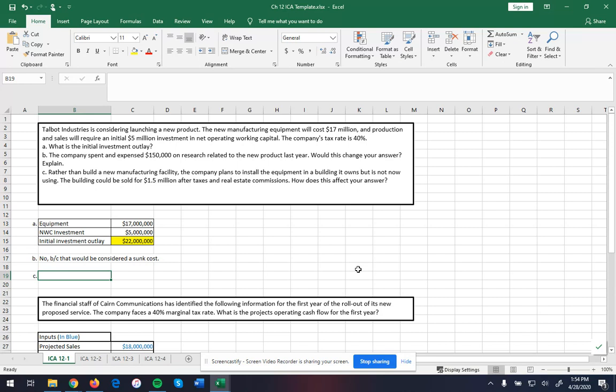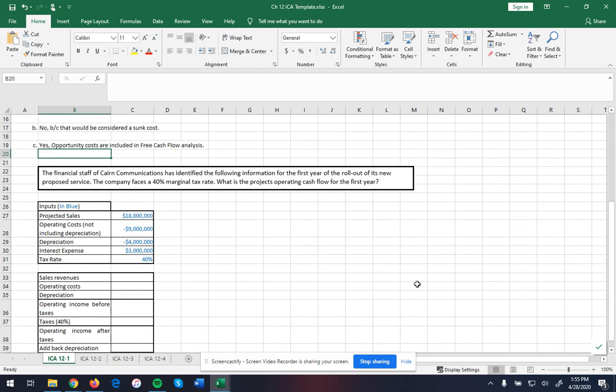Okay, now, rather than build a new facility, the company plans to install the equipment in a new building it owns but is not now using. It could be sold for $1.5 million after taxes and commissions. Does that affect your answer? So yes, that would be an opportunity cost. Opportunity costs are included in free cash flow analysis. Because it's an opportunity cost, it is a cost that they are giving up, basically income that the organization is giving up to do this project, then yes, it would be included.